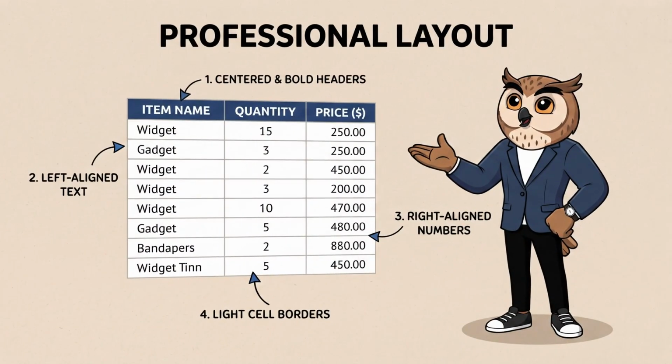Use colors to highlight important information without overloading the worksheet. A dark background with white text is an excellent choice for column headers because it improves visibility. Add light borders between cells to separate data clearly. Finally, align text to the left, numbers to the right, and center your headings to create a clean and balanced layout.